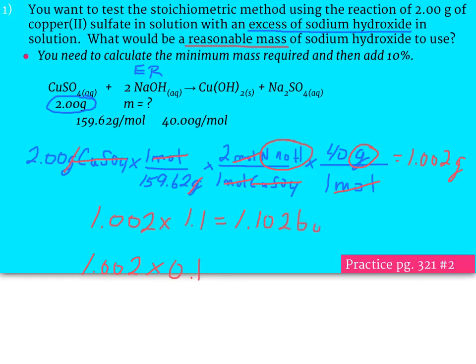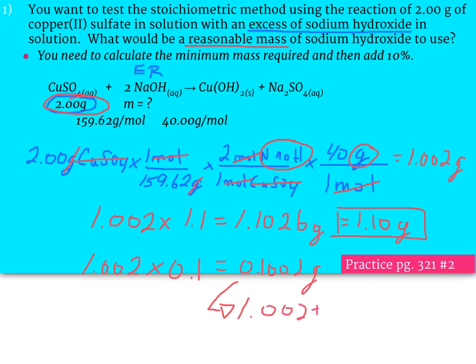1.1026 grams, and if I look at my significant digits up here, I need to keep 3, so I'm going to have 1.10 grams as my final answer. In the second way of doing it, what I'm going to get is 0.1002 grams, and I have to take that and add it to my initial answer, 1.002 plus 0.1002, and it will get me the same answer of 1.10 grams. For practice on this, do 321 number 2.